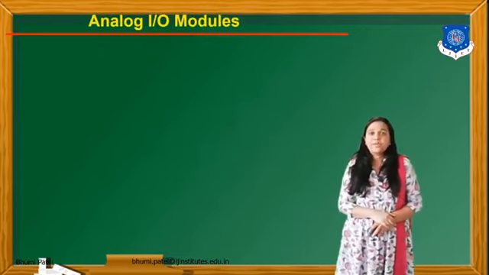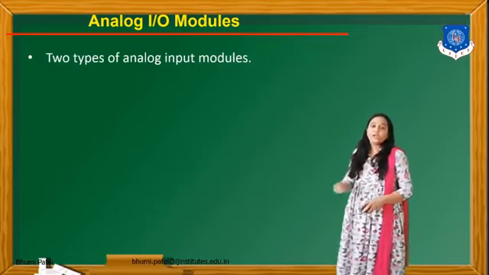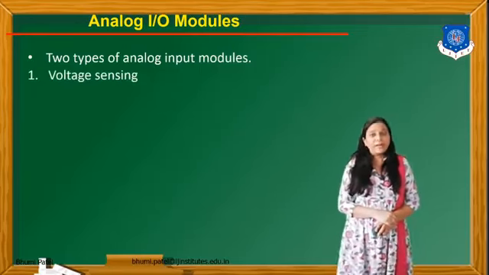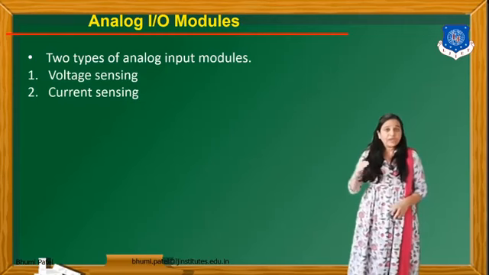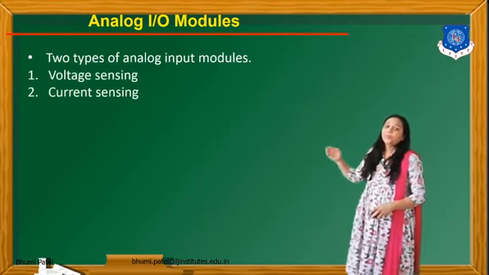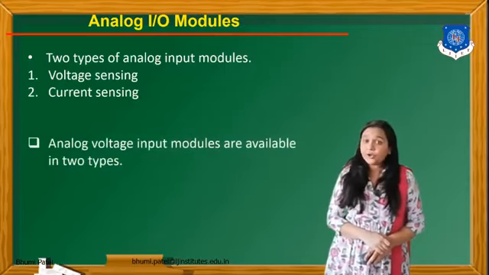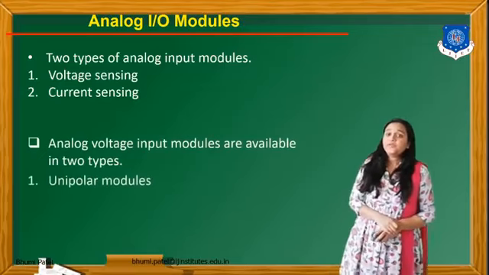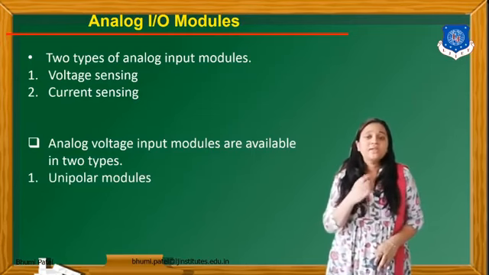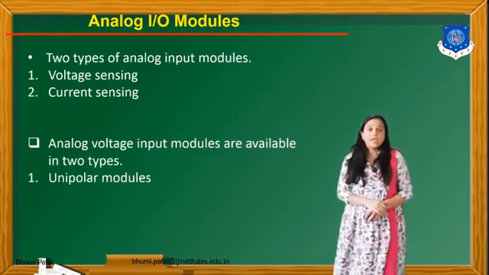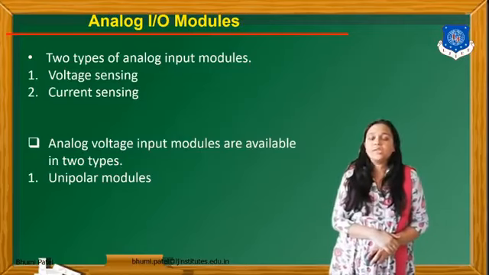Okay, so the main thing in the analog I/O modules is that we use two types of analog input modules. The first one is voltage sensing and the second one is current sensing. Depending upon the input, we can connect the analog input module as voltage sensing or current sensing. Now the analog voltage input modules are available again in two types. The first one is the unipolar module. What is the unipolar module? The voltage direction is in only one direction. If we connect only plus 5 volts, that type of module is known as the unipolar module.